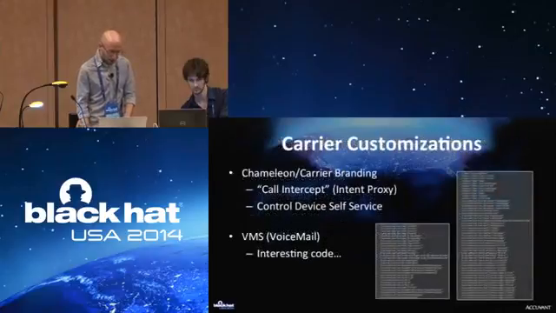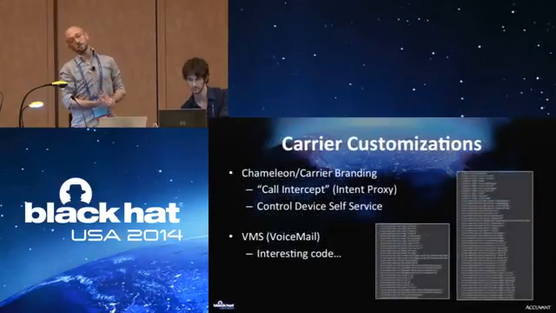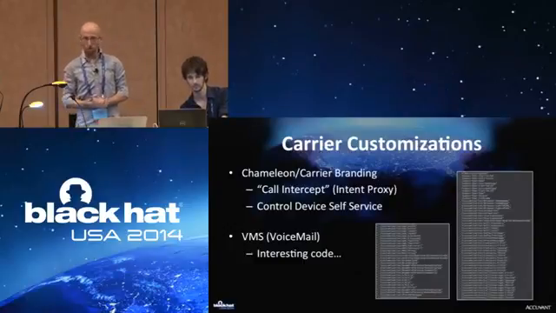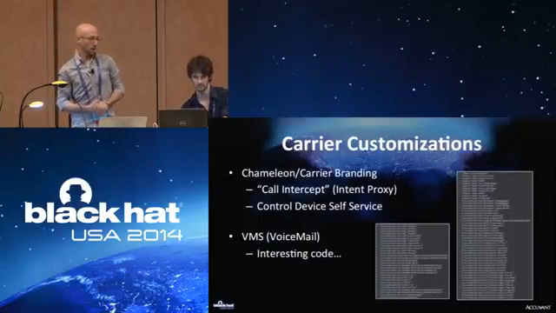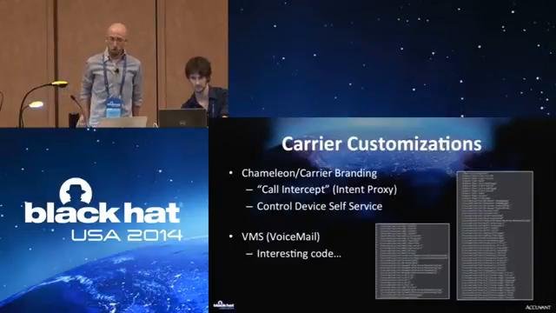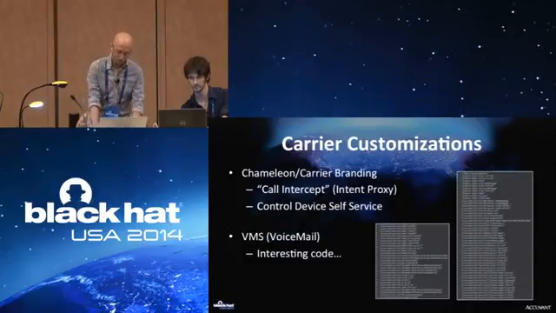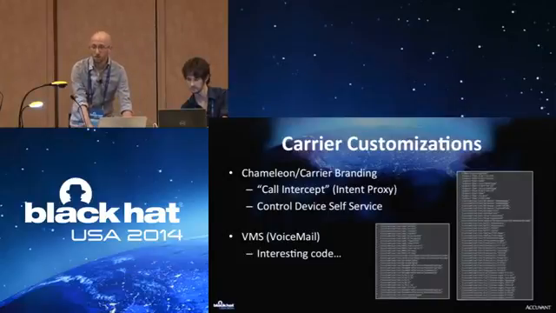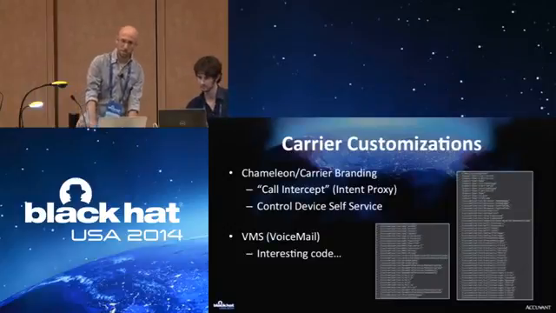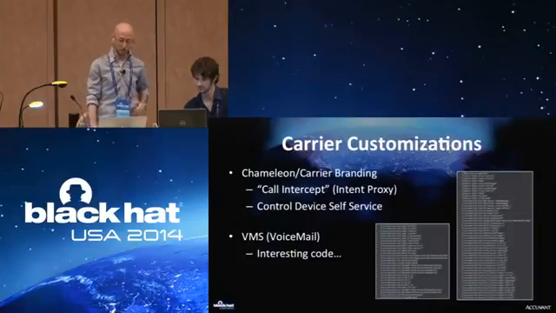So let's go into another interesting thing we found. Carrier customizations. Not only do carriers have OMA-DM, they have an extra set of customizations in it. We've found that it's called Chameleon. It's mostly on one carrier in the US, but provides a lot of interesting functionality, such as call intercept. What that does is allow them to redirect any number you dial to an application of their choice. So more or less, it can be used as an intent proxy if you wanted to.